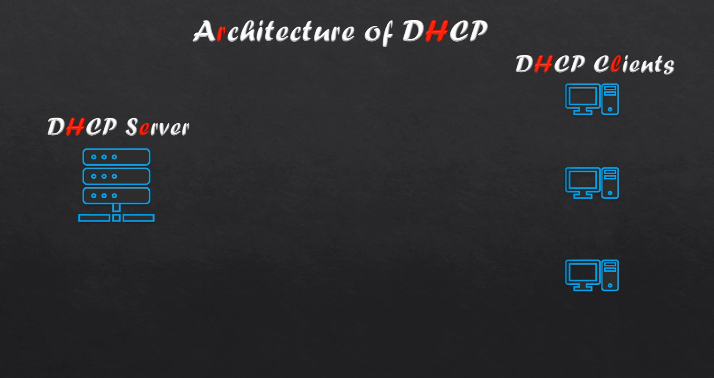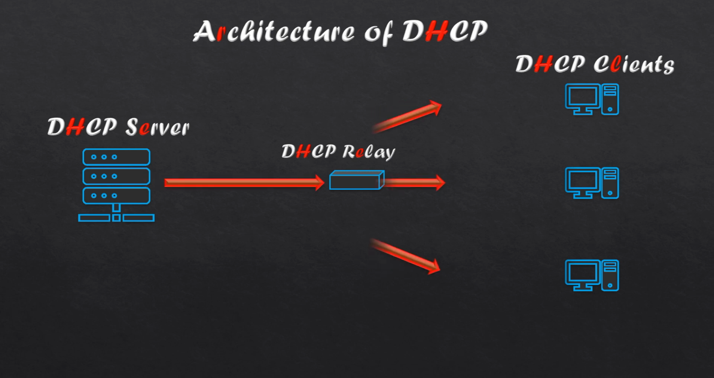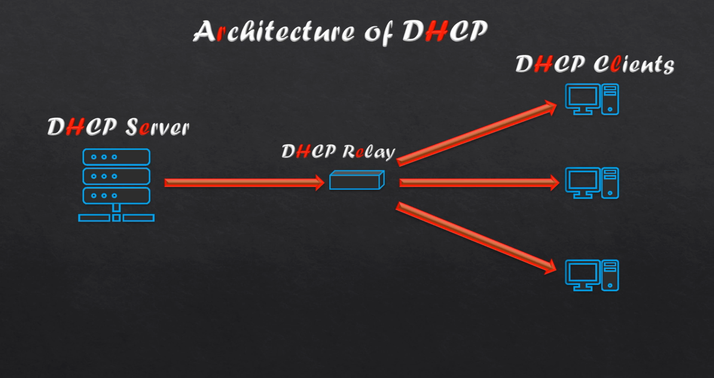Now there comes our third guy, that's our delivery boy. In this case, it's a DHCP relay. The DHCP relay, it may be a router or any other intermediate device. The function of DHCP relay is to collect the DHCP messages from the server and forward it to the DHCP clients and vice versa.